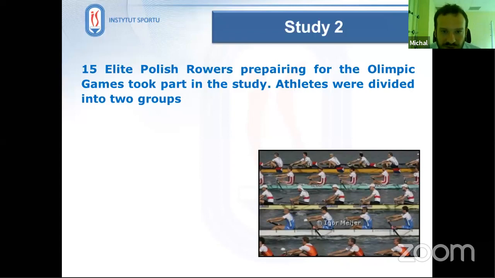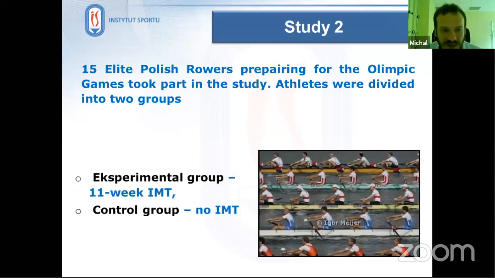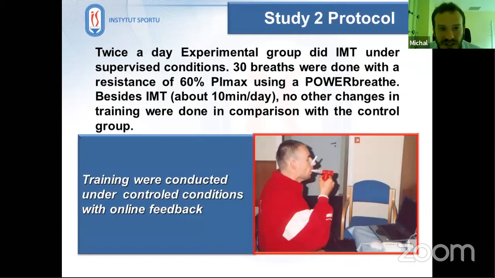On the second study, we did an experiment where 15 elite Polish rowers who were preparing for Olympic Games were divided into two groups, an experimental group and a control group, and we did 11 weeks of inspiratory muscle training. So the experimental group did inspiratory muscle training under supervised conditions. 30 breaths were done with a resistance of 60% of maximal pressure using this device that you saw in a movie.